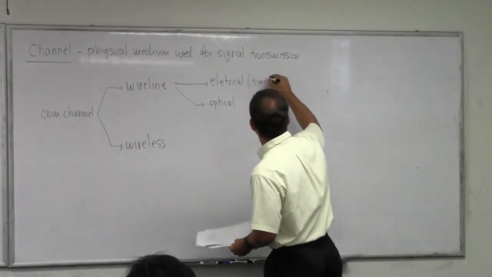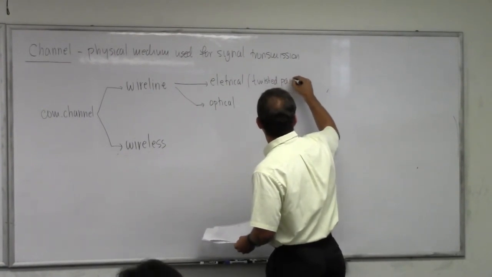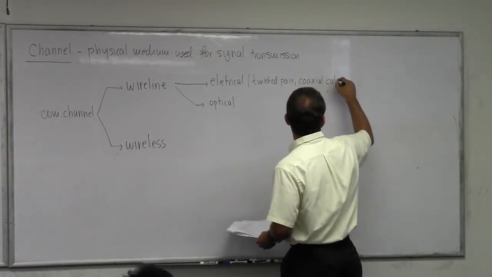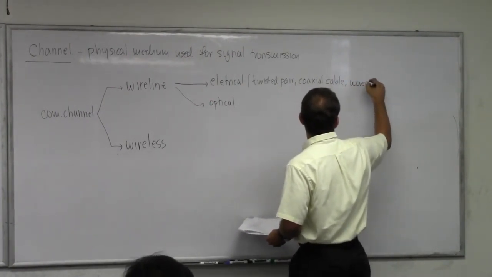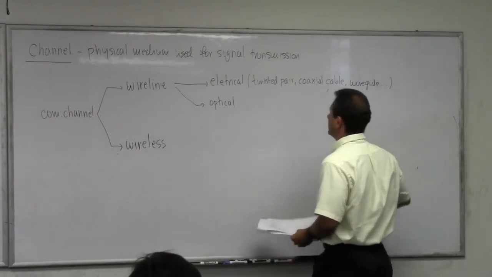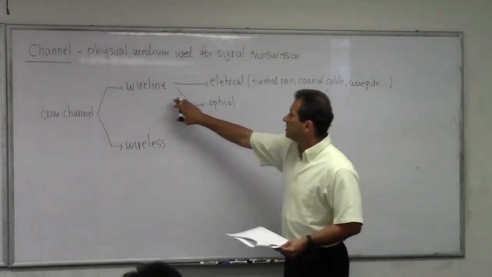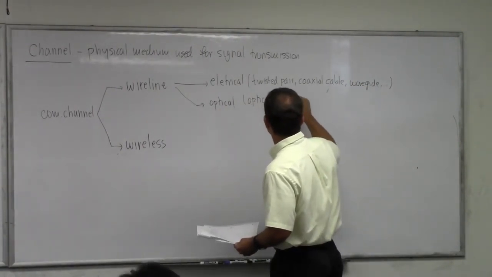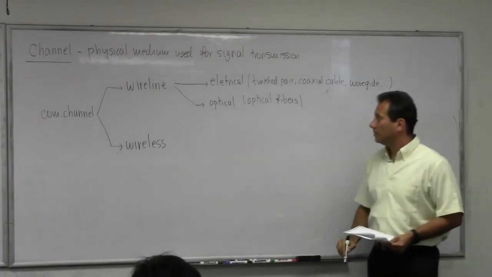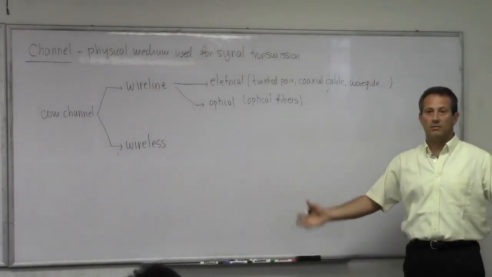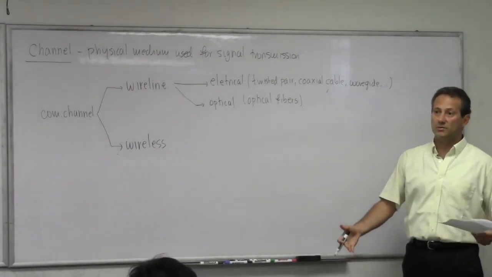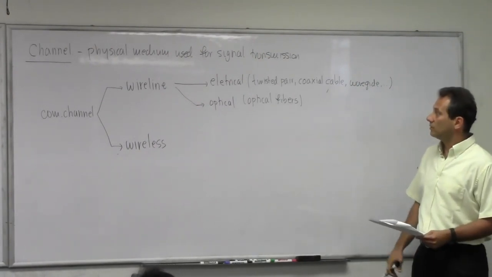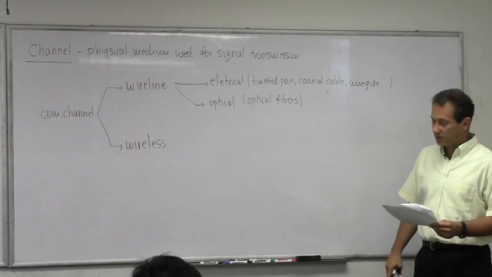So, for example, twisted pair, coaxial cable, waveguide, and so on, right? As far as the optical wireline channel, these are your optical fibers. Those are the main channels running most of our large-scale communication networks. The entire internet, landline telephony, voice and data all run over the top of optical fiber communication channels.